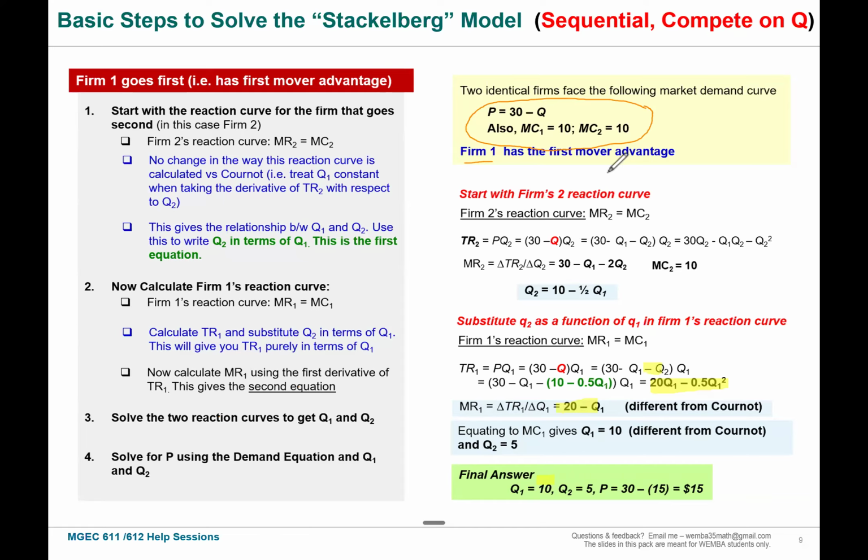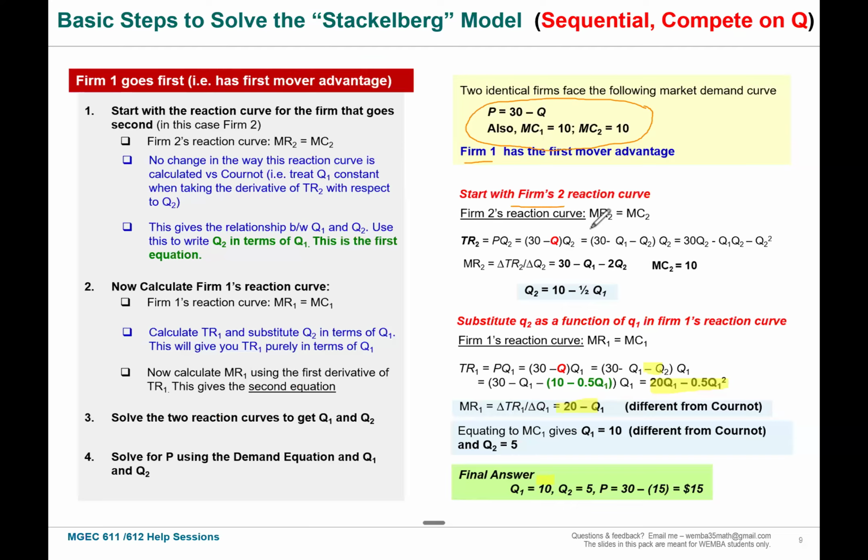Our principle is the same. Get the reaction curves of the two firms, and then solve the two reaction curves. But there's a sequence on how we get the reaction curve. In the Stackelberg model, always start with the follower firm. That means firm 2, which is following. Start with firm 2's reaction curve.